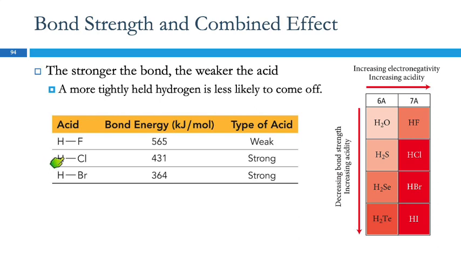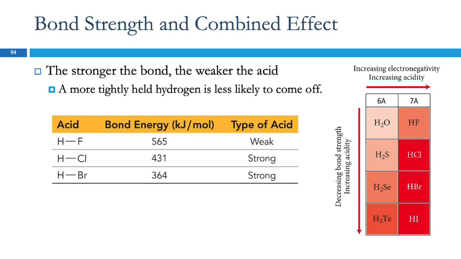So HF, and this is one of the things that always kind of bothers me: that's a really strong bond, and fluorine is the most electronegative, and then HF is not a strong acid. That seems kind of backwards. But it is not a strong acid because fluorine holds on to hydrogen so tightly.